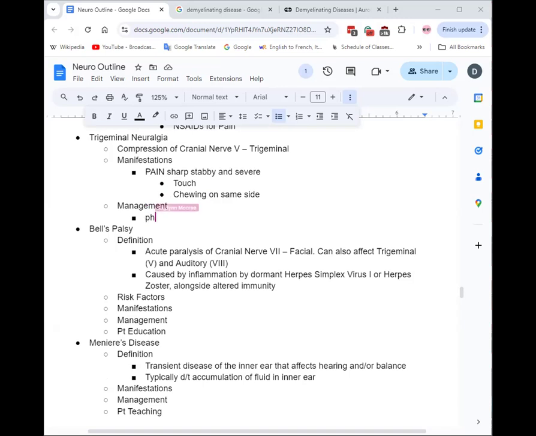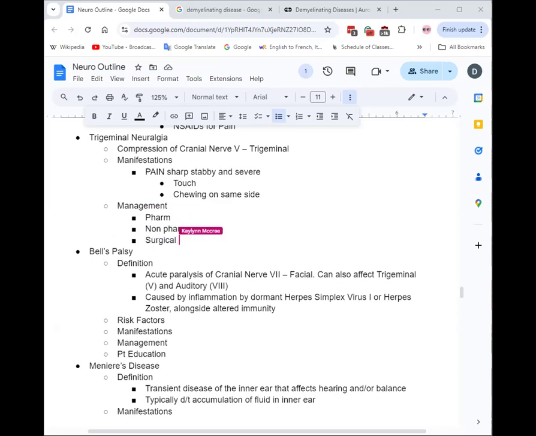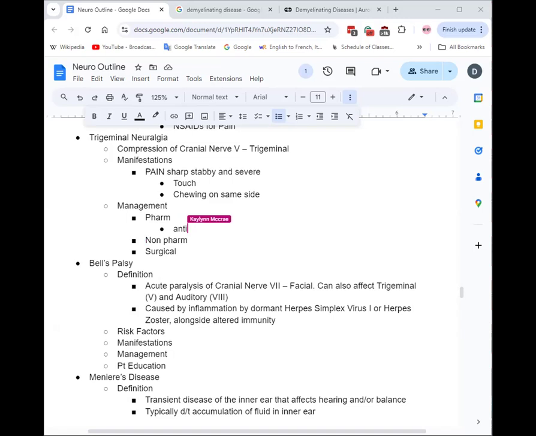Let me split this into pharm and non-pharm. He's gonna hate the way I wrote this, but you know what? We're running with it. And surgical. Anticonvulsants, yes. Oh God. I love the nail one. That is so funny.